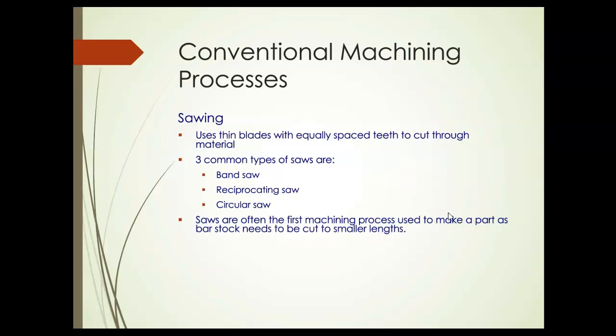Sawing uses thin blades. Those blades have equally spaced teeth, and we cut through the material. Of course, our common types are bandsaw, reciprocating saw, and circular saws. You are probably more familiar with the circular saw, probably have one at home. Probably also have a reciprocating saw in the form of a jigsaw of some sort too. And of course, in industrial processes, we use bandsaws and hacksaws as well.